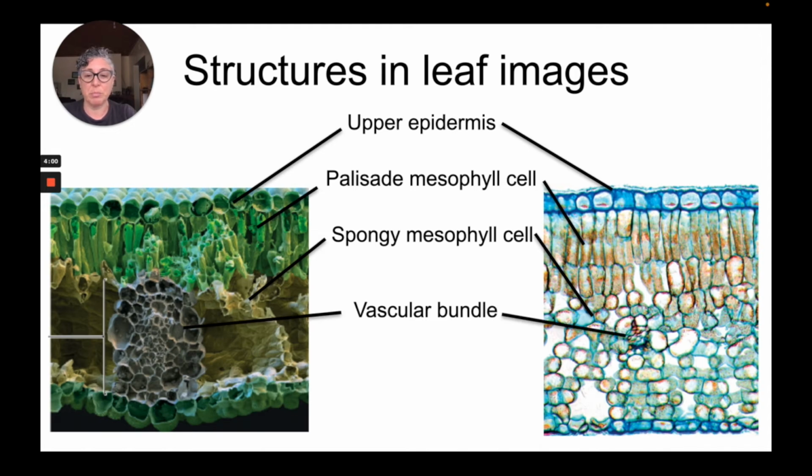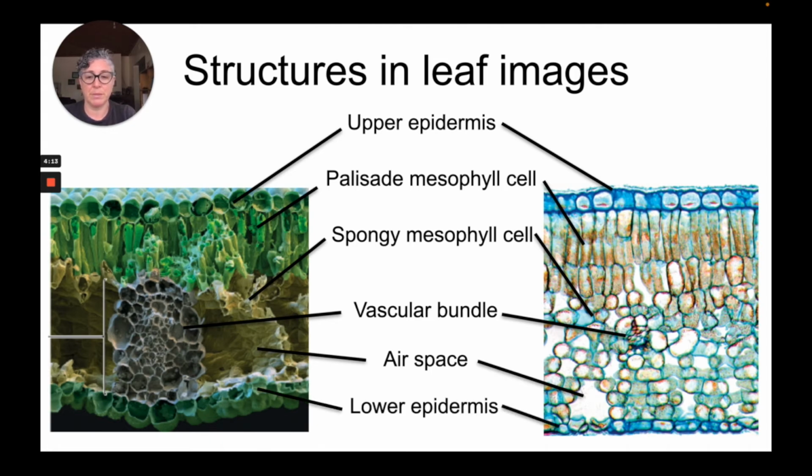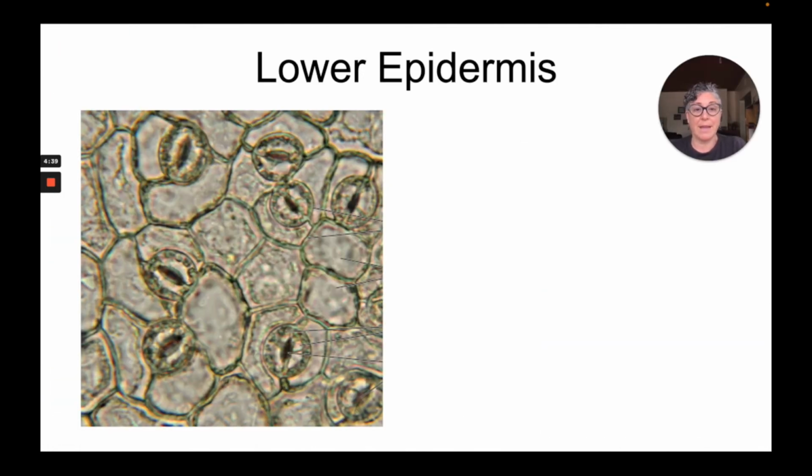and the vascular bundles, which would be spread out. There would be many of these within that layer of tissue. We have the air spaces, and we have the lower epidermis with guard cells and stomata, which I have not labeled here. All right, let's just take a look at the lower epidermis.